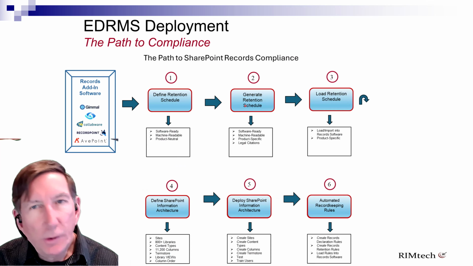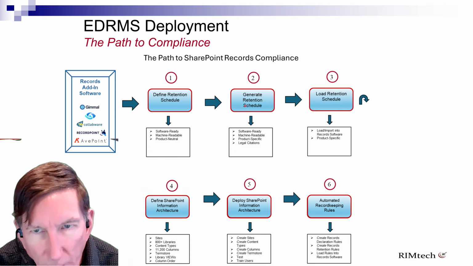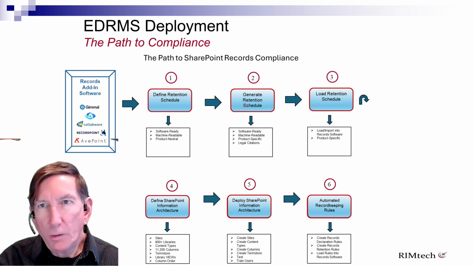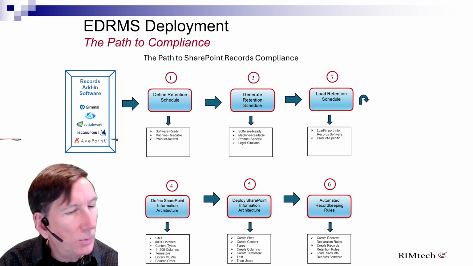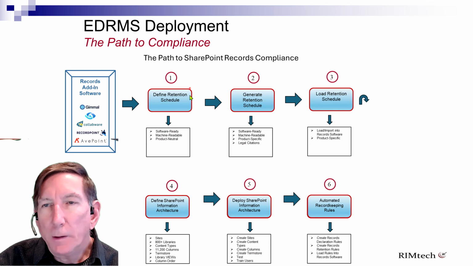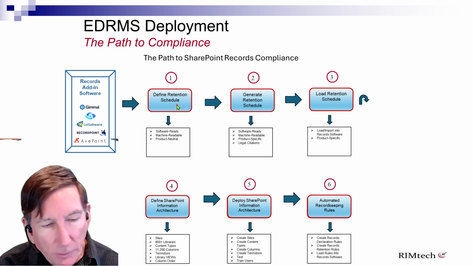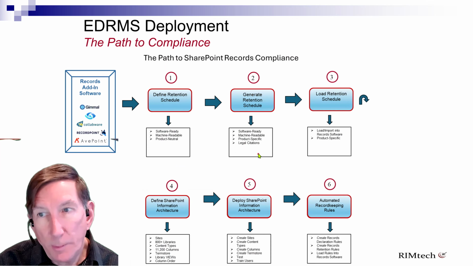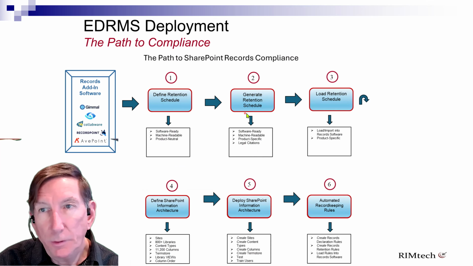Now, it turns out that no matter which of the 5 software products you buy for record keeping, you're going to have to go through 6 steps. There's no way to avoid these 6 steps. Absolutely no way. So here they are. Number 1 is take your existing retention schedule and change it. You have to generate a new one from it, which is machine readable. That could take you a year or 2.